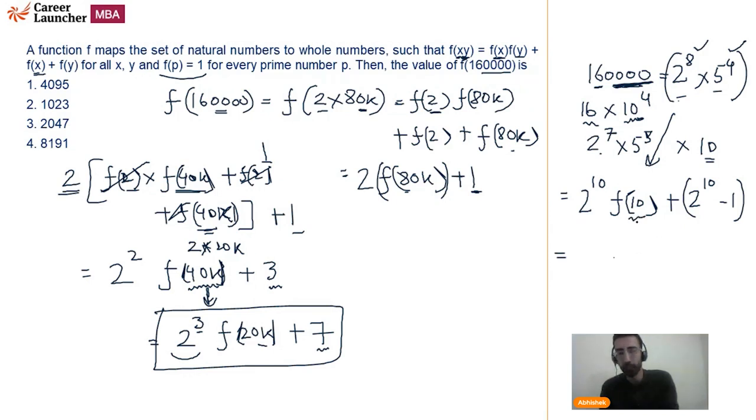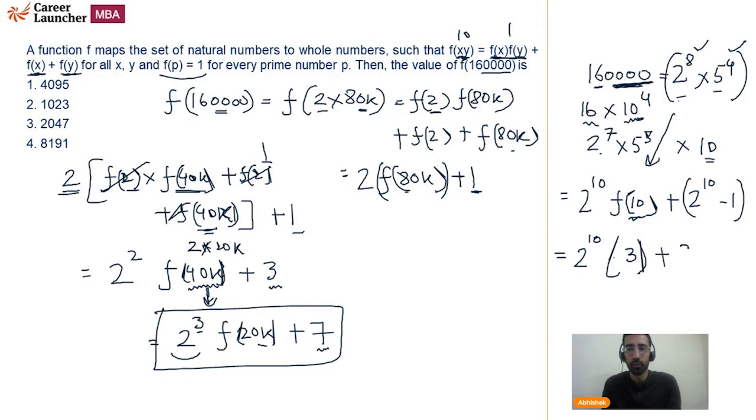And now, of course, if you take it out one more time, you'll just end up getting another power of 2. So 2 to the power 10 into what is f10? F of 10 is f of 2 into 5, which is f of 2 into f of 5. F of 2 into f of 5 is 1, because both are 1, plus f of 2 plus f of 5. So that's basically 1 and 1, 3. 1 here, 1 here, 1 here. So that's 3. F of 10 is 3.